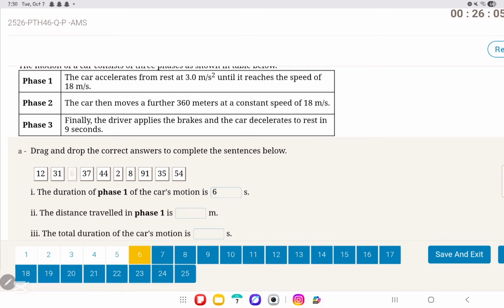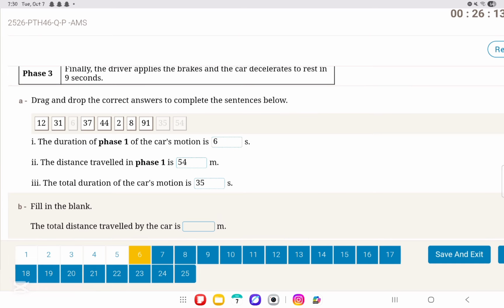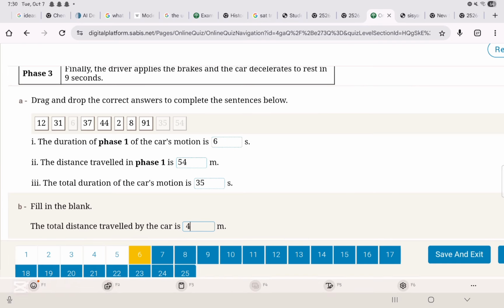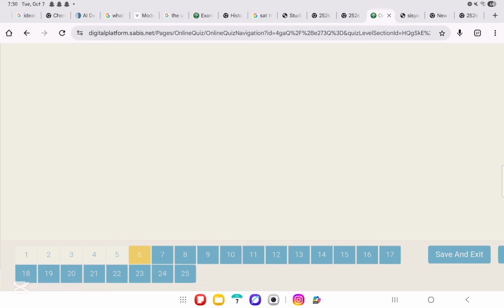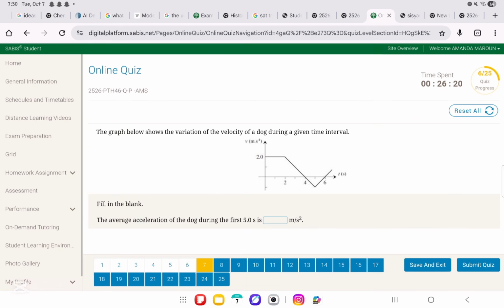So just like that, we answered all of the questions. This one was 6, this one was 54, and this one was 35, and let's not forget in the bottom, this one was 495. And now move on to question number 7. Hopefully it will not take time to load. Oh, perfect, it did not.